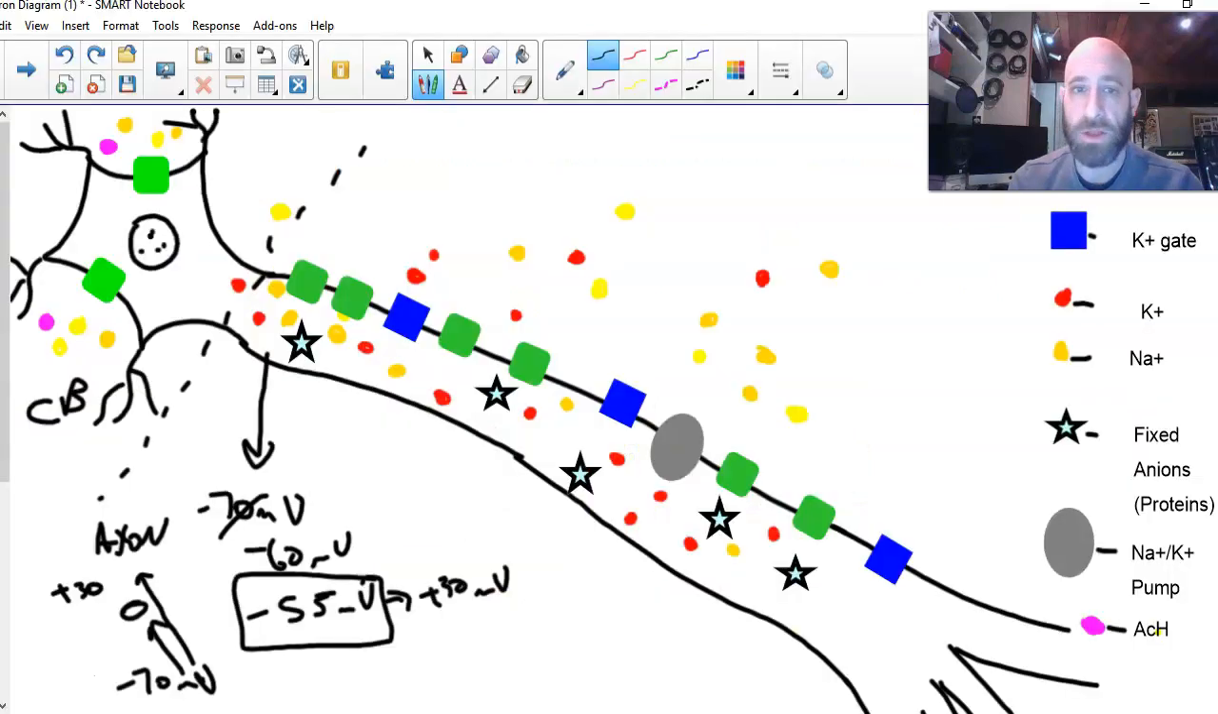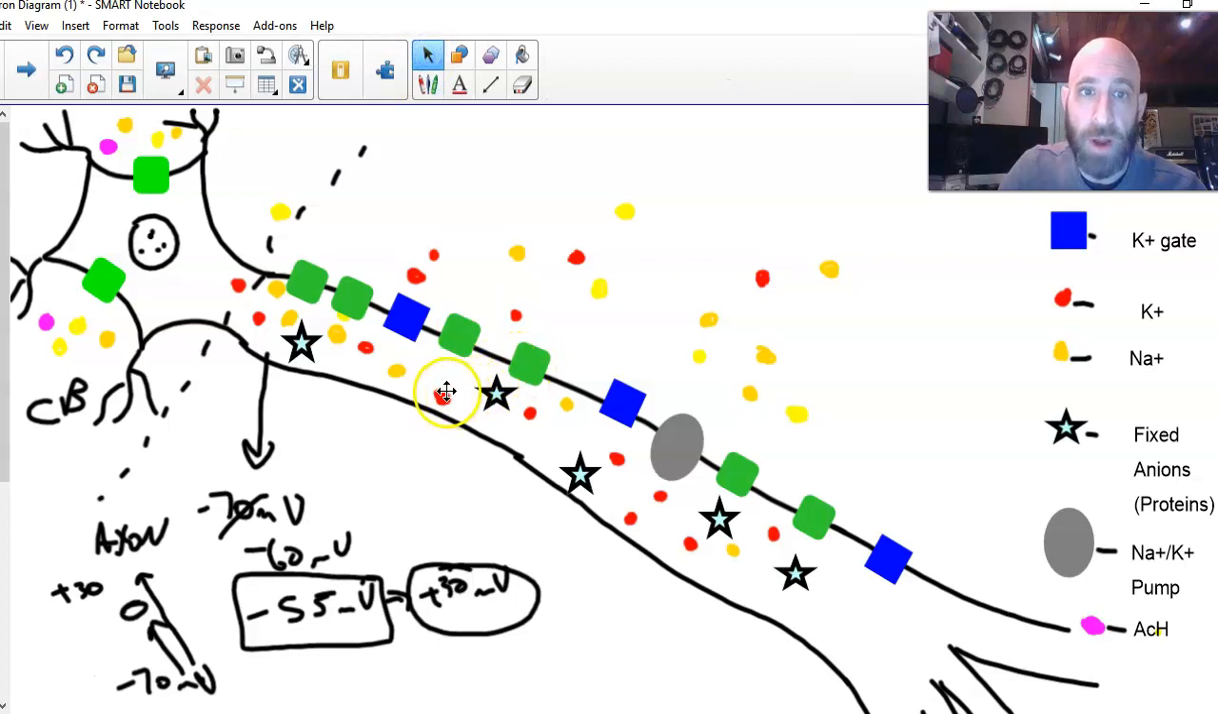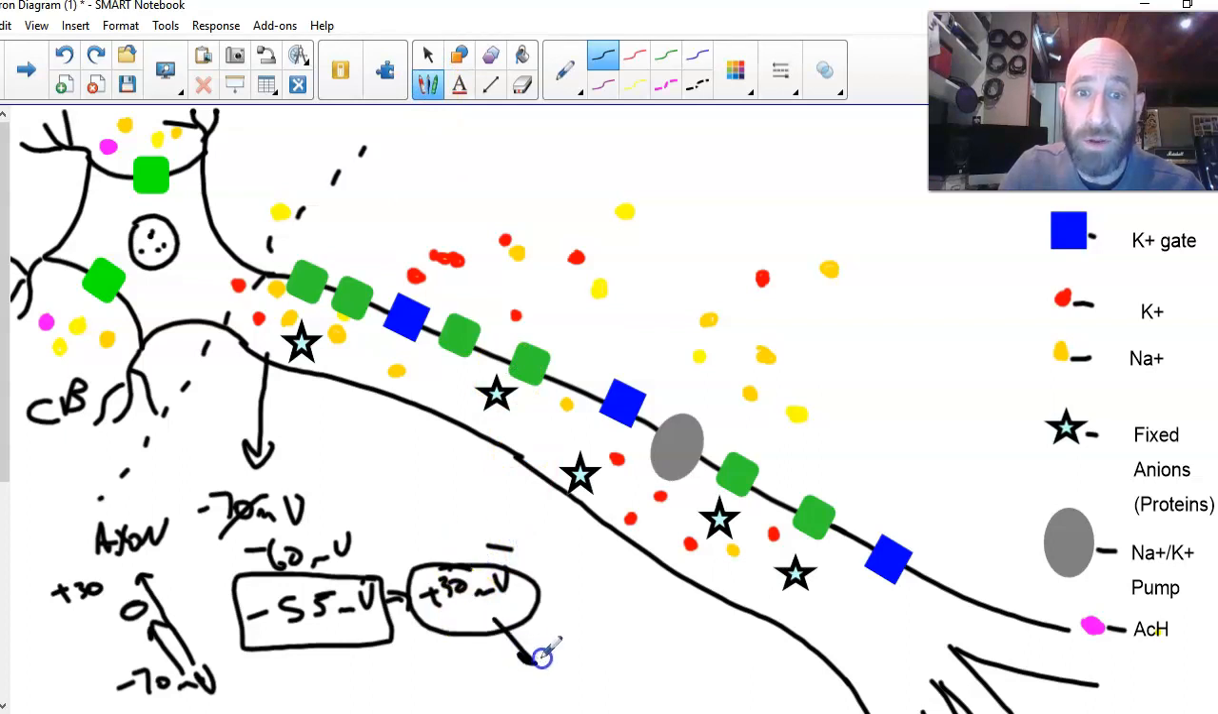But let's go back to our diagram here so I can pick up where I left off. So at this point, we're at positive 30, right? And that is called depolarization. But now our potassium channels open. And when our potassium channels open, potassium floods out. And when potassium floods out, what does it bring with it? It brings this positive charge, causing this value to go back down to negative 70 millivolts. And we call that repolarization.